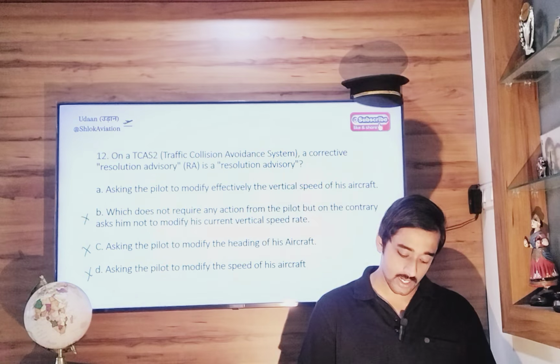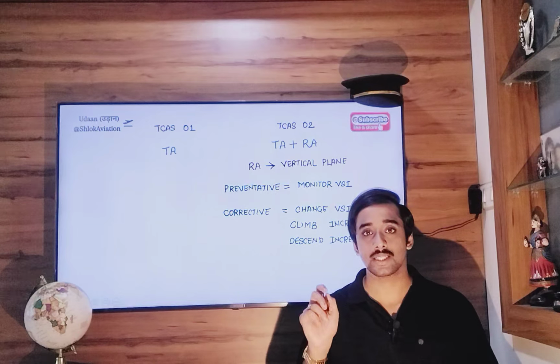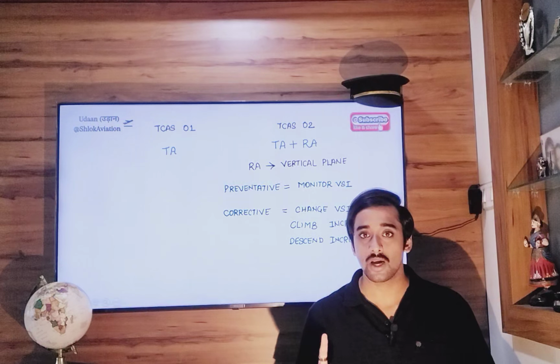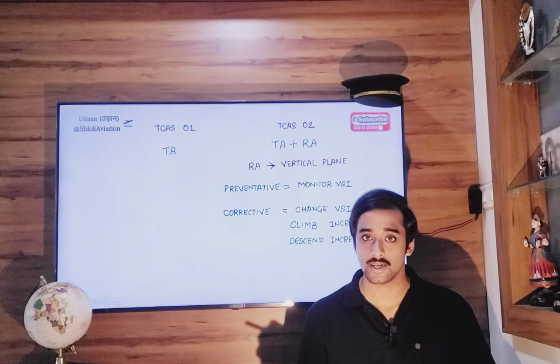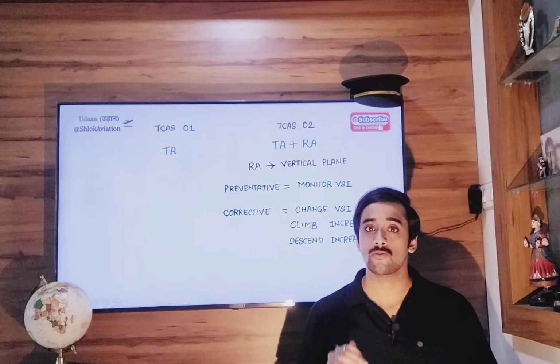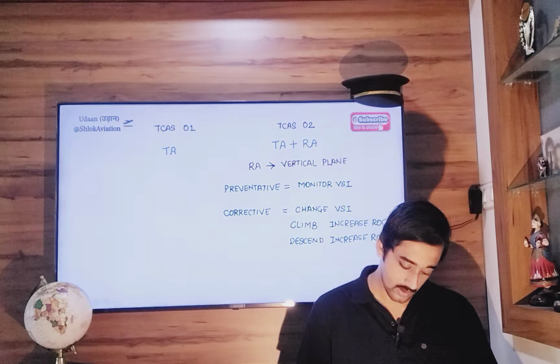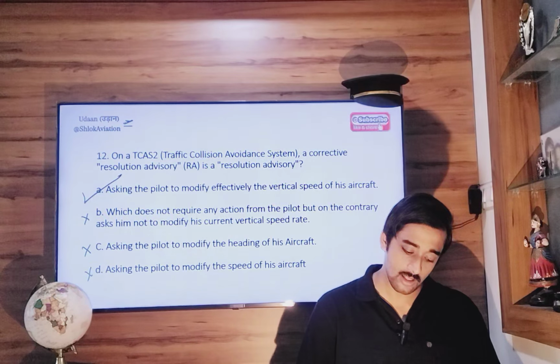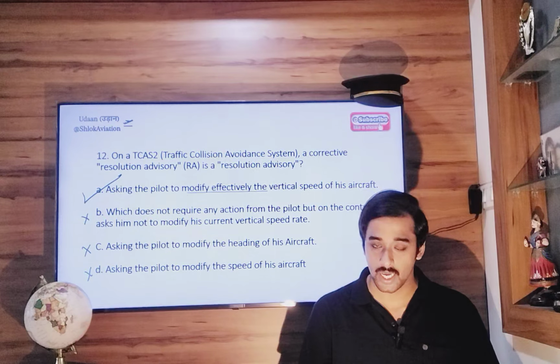Whenever you get a corrective resolution advisory, your job is to instantaneously act on it. If you get a climb command, initiate a climb. If you get a descent command, initiate a descent. Don't delay, don't wait for ATC clearance, nothing. Just act on it immediately. So the correct answer is option alpha. Ask the pilot to modify effectively the vertical speed of his aircraft.